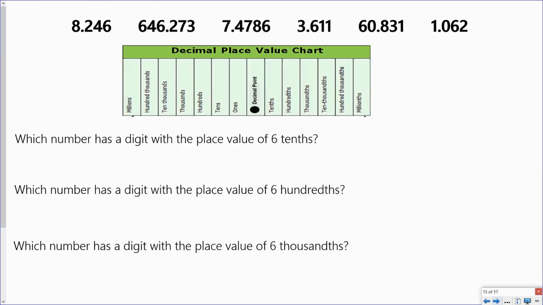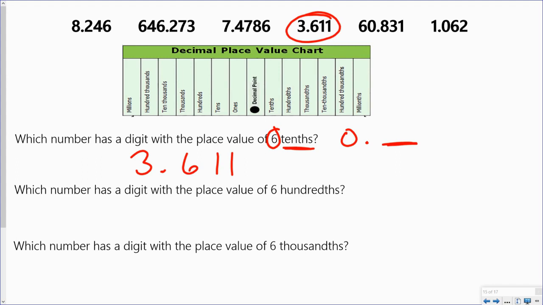This is a little bit different situation here. It says which number has a digit with a place value of 6 tenths. Well, so I'm looking for a 6 in the tenth spot. And when I do that, I have my 0 decimal, and then my tenth spot is right after that decimal. And that would be this number right here. So it'd be 3 decimal 6 in the tenth spot, and then the 2 ones.